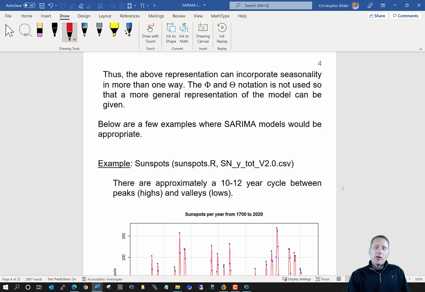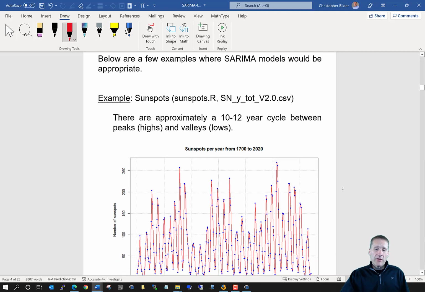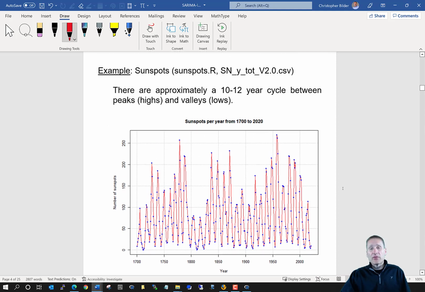Okay, so let's take a look at some examples where these ARIMA models can be very useful. This first example, we've actually seen this data before. It deals with sunspots. And the unique thing about this particular data is that the seasonality aspect is not something that we're used to seeing in terms of, say, monthly data or quarterly data. Instead, these sunspots have about a 10 to 12 year cycle. So the seasonality isn't necessarily a season in terms of what we think of as a season.